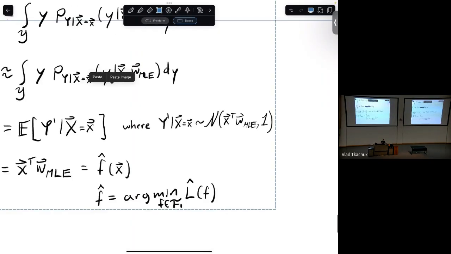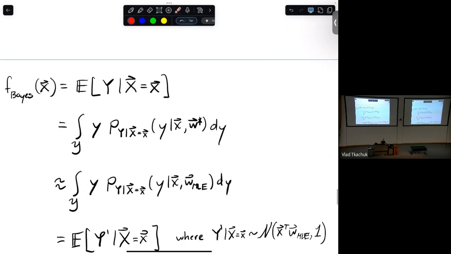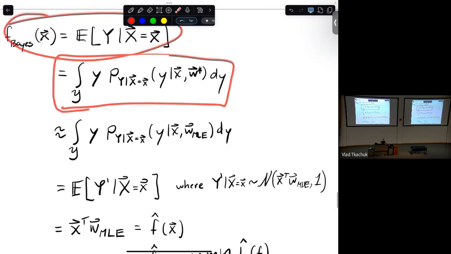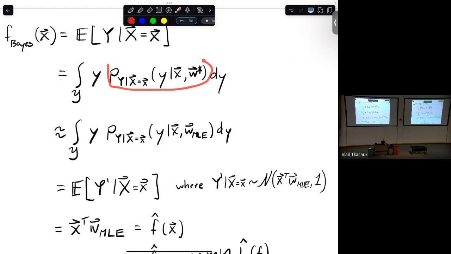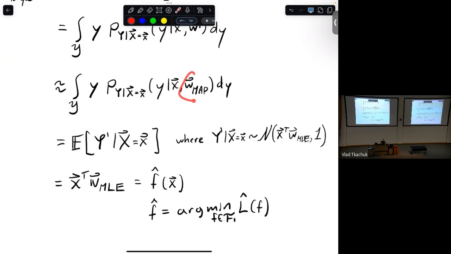So we want to estimate F Bayes using our estimate of the PDF. So F Bayes is defined as this. When you expand the expected value, you get this. It's equal to this thing. Or we want an estimate of this thing. We got one. Instead of W star, we estimated with W, not MLE now, but W MAP. That's all that's changed. We've chosen a different way to estimate the parameter describing the conditional PDF.